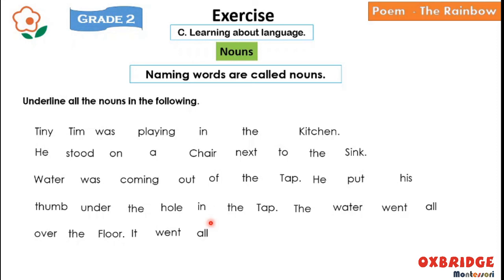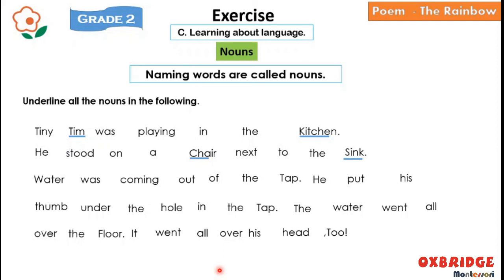So I'm going to read the first line. Tiny Tim was playing in the kitchen. In the very first line, what will be the noun? The noun is Tim and kitchen. Tim and kitchen are nouns. In the next line, He stood on a chair next to the sink. So in this line, can you tell which ones are nouns? Chair, sink. Chair and sink are nouns.